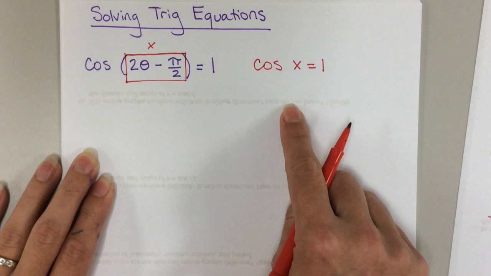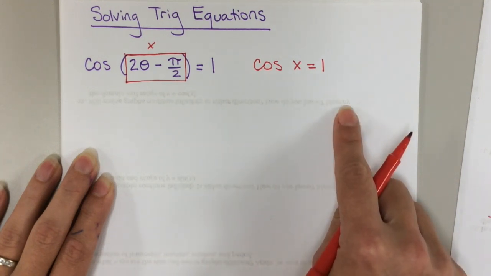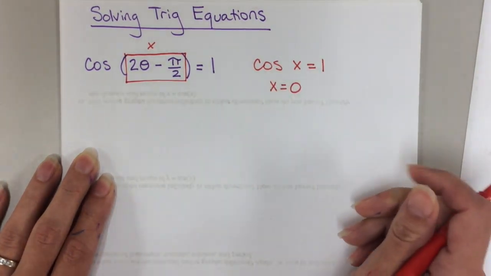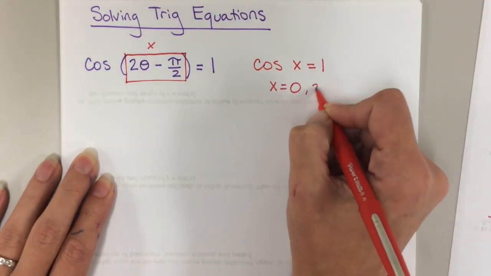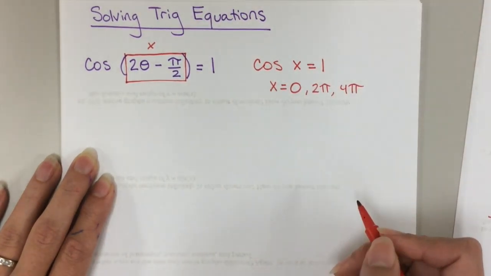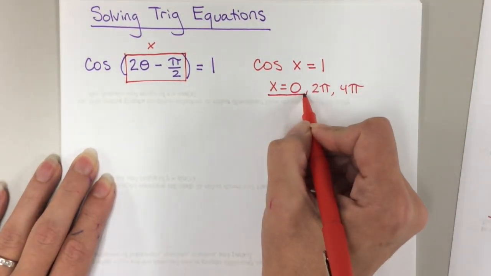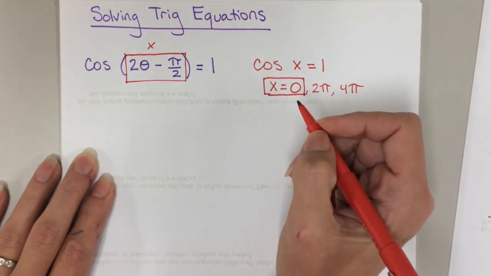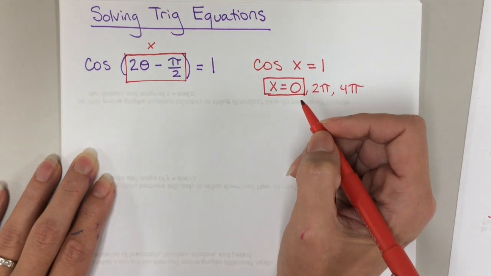Your x-coordinate is 1 over here at 0 and 2 pi. So x equals 0. And really, we could keep going, 2 pi, 4 pi, etc. Okay? But we're just going to focus on 0. It is one time around the unit circle. So next, we're going to create a general form for the equation.